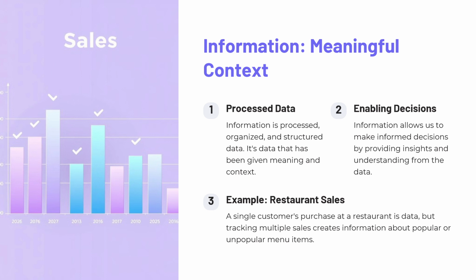Here you can see the example of the restaurant sales. A single customer's purchase at a restaurant is data, but tracking multiple sales will create information about the popular restaurant. So this is how data is transformed into the useful information.